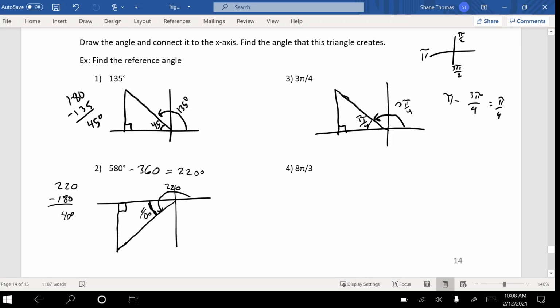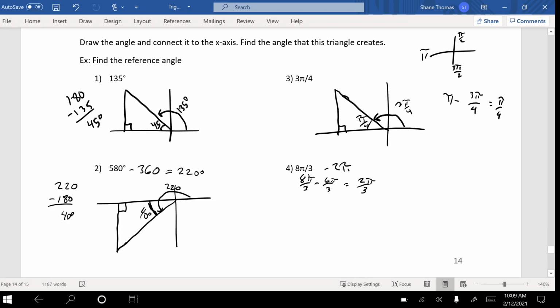All right. Last one, 8 pi over 3. That's bigger than 2 pi, isn't it? 6 pi over 3 would be 2 pi. All right, so this is one where I went the whole way around, and then I got some left over, correct? So I need to subtract 2 pi from this. So 8 pi over 3. 2 pi would be 6 pi over 3. So I'm left with 2/3 pi.